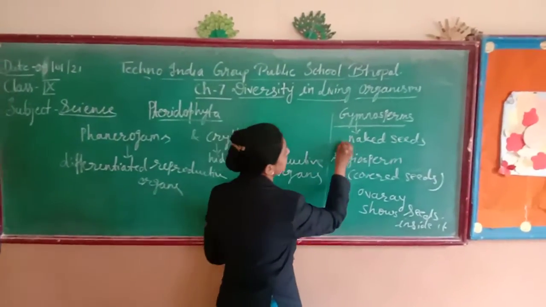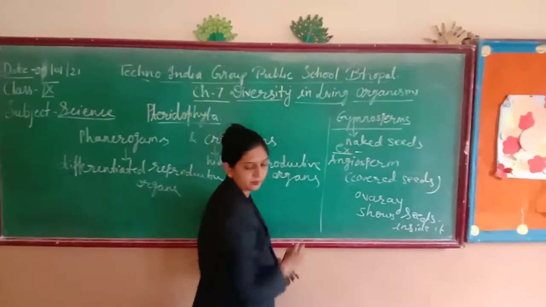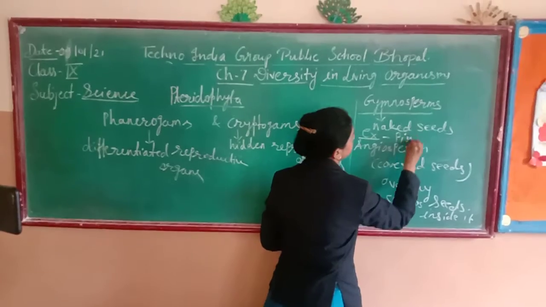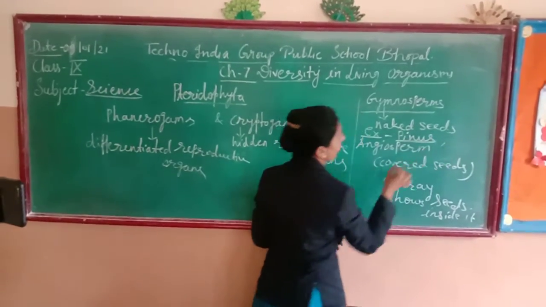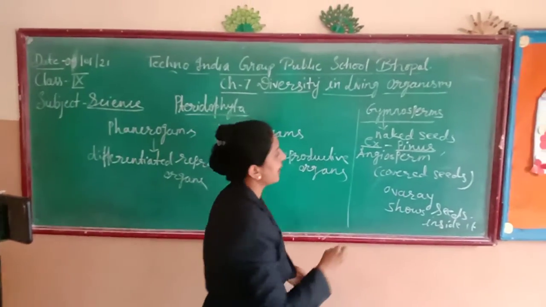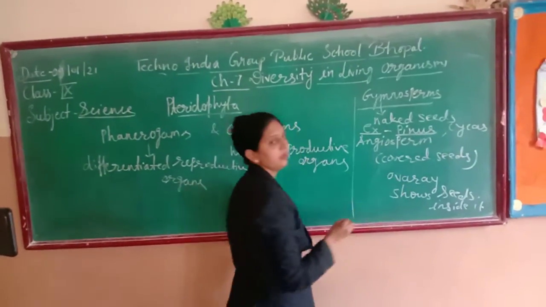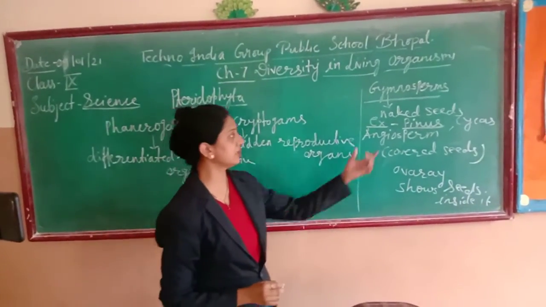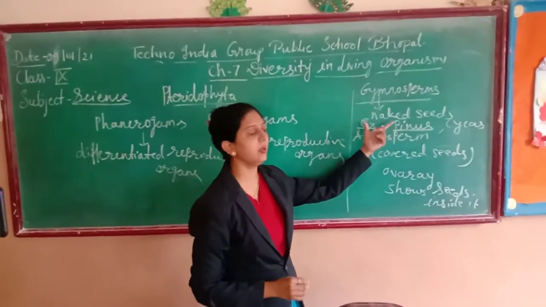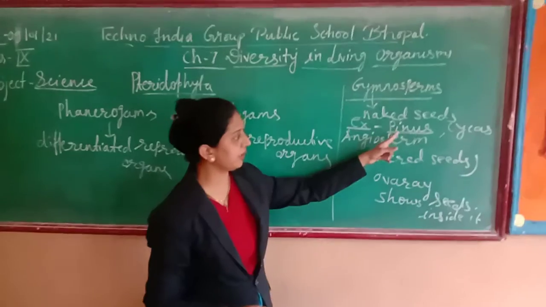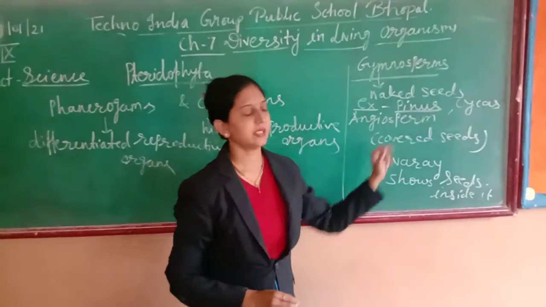The example of these gymnosperms is pinus, and what is another example of gymnosperm? Pinus and cycas plant. In these two plants, the seeds we can see with our naked eyes. The size of the seeds is big, or enlarged, that's why we can see them with our naked eyes. That is pinus and cycas plant.